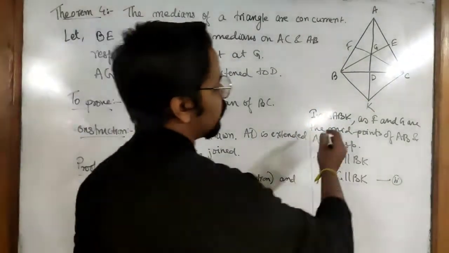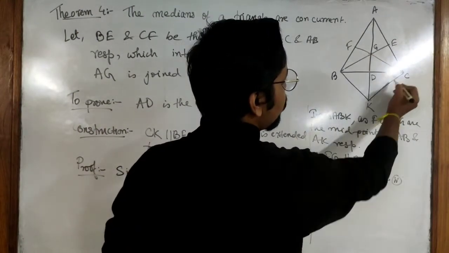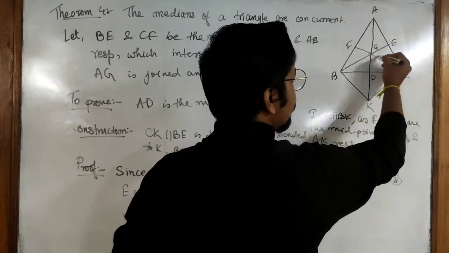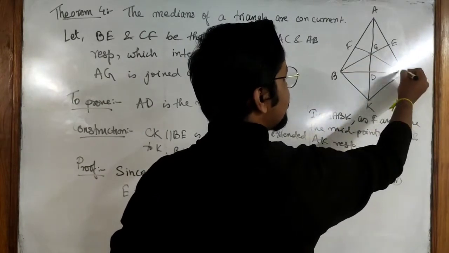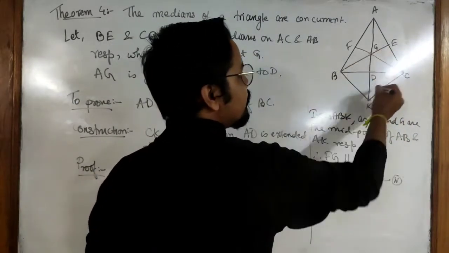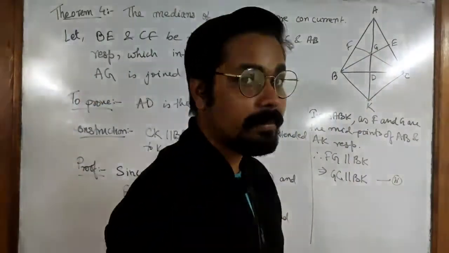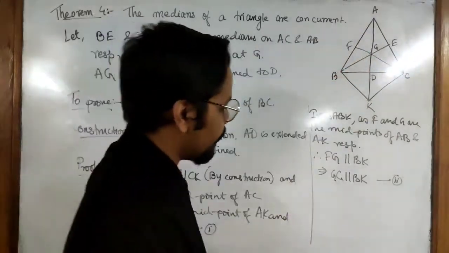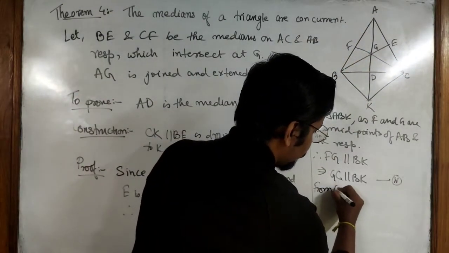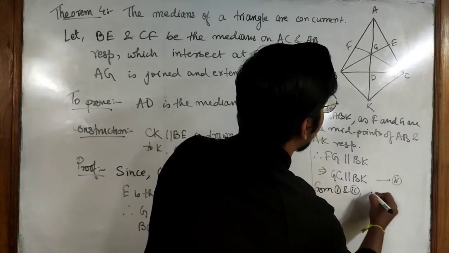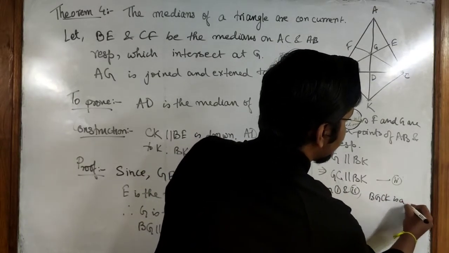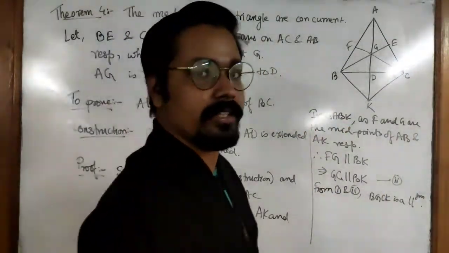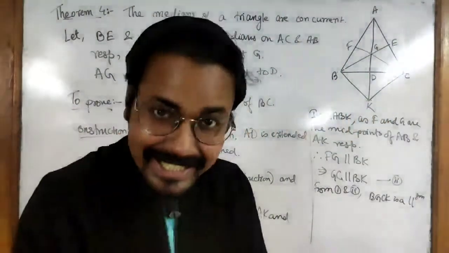Okay, now look into this from 1 and 2. BG is parallel to CK, and GC is parallel to BK. That means this structure, BKCG or BGCK, becomes a parallelogram because the opposite sides are parallel to each other. BG is parallel to CK and GC is parallel to BK. So from 1 and 2, BGCK is a parallelogram.